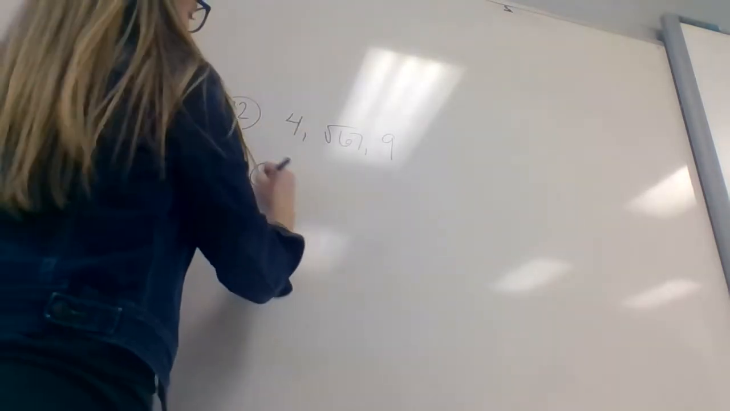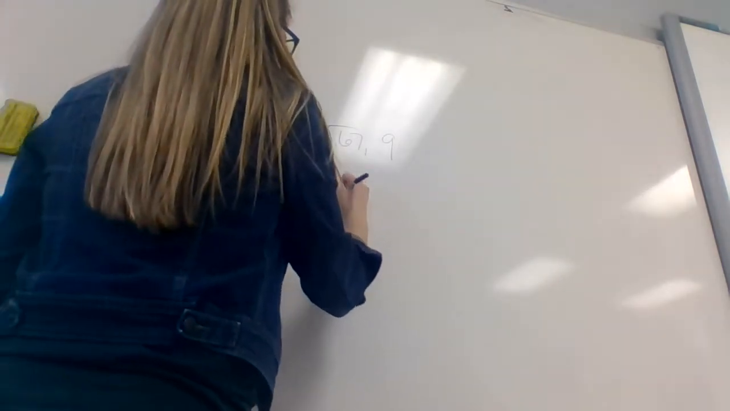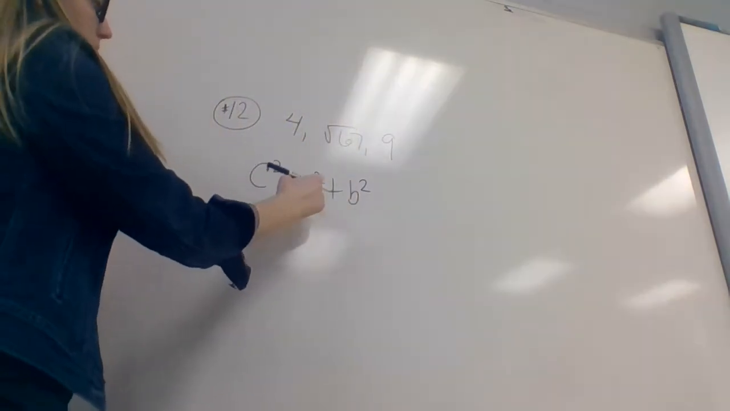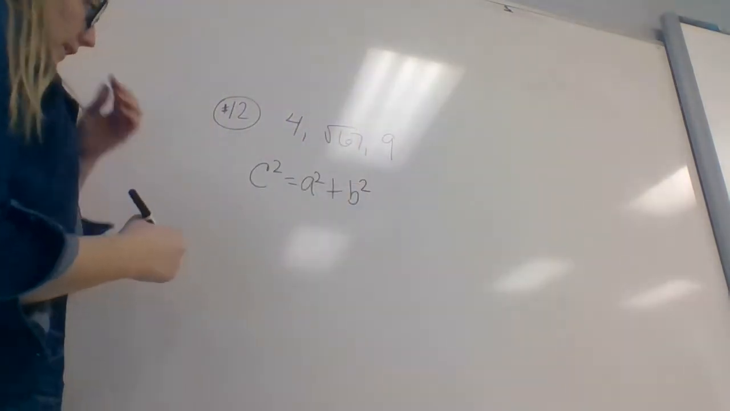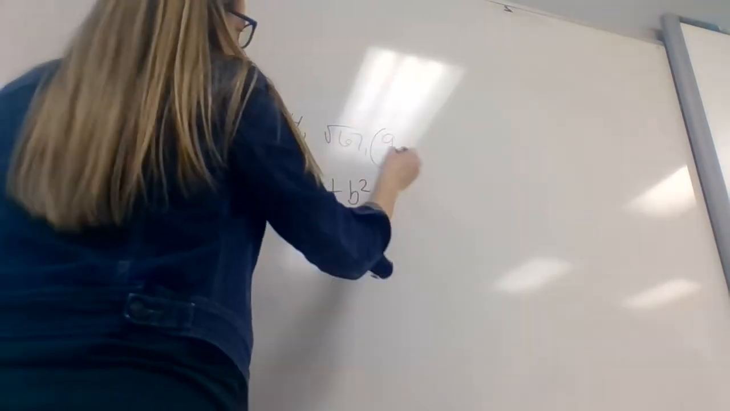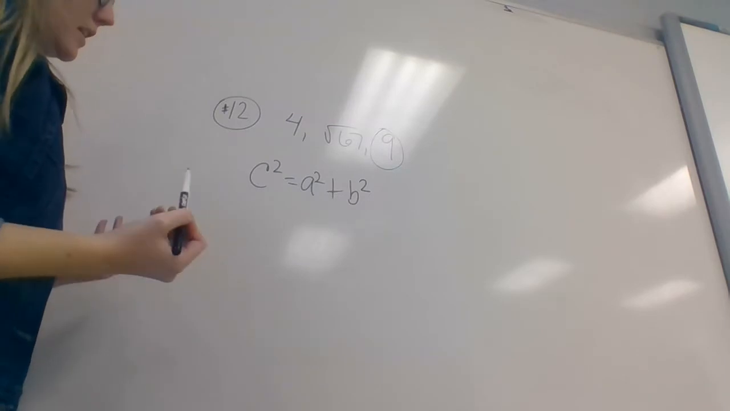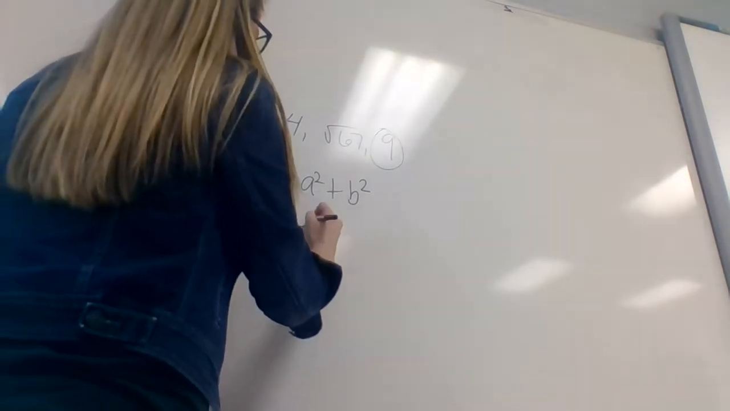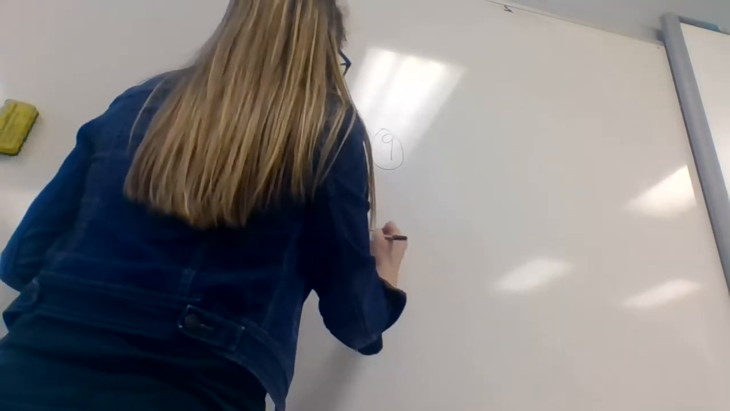So let's start with this. Let's start with our basic formula. If it's a right triangle, c squared is going to equal a squared plus b squared. This is given to you in order of length. So we're going to assume that 9 is our longest length. So 9 is going to be our c. And then we have what we have left.